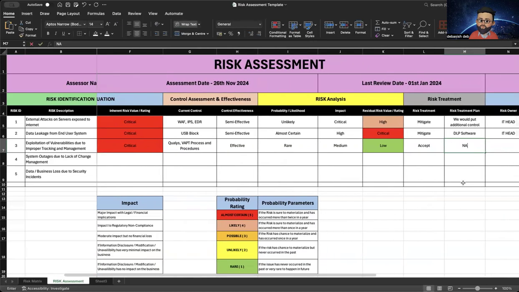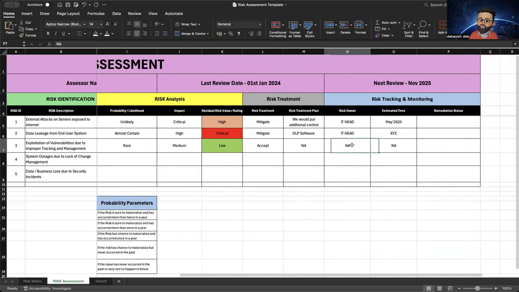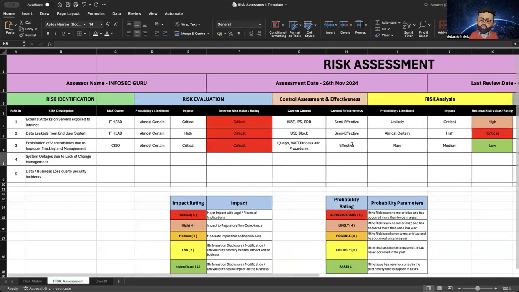Now there is no treatment plan. There is no risk owner next. There would be no estimated time. Okay. Risk owner would be still the CISO, but as per our appetite, we think we can accept the risk and do our business accordingly. We don't need to invest more time and effort on this risk.